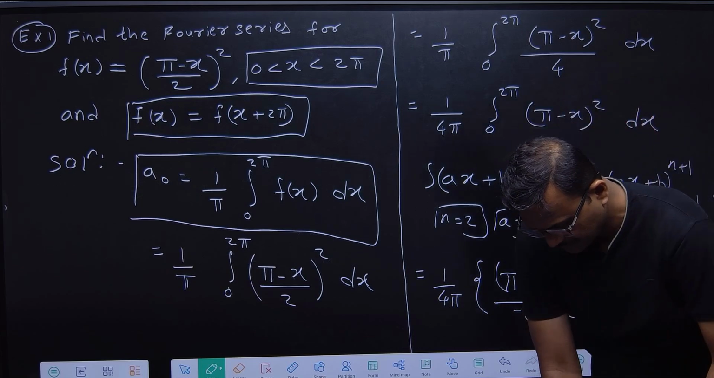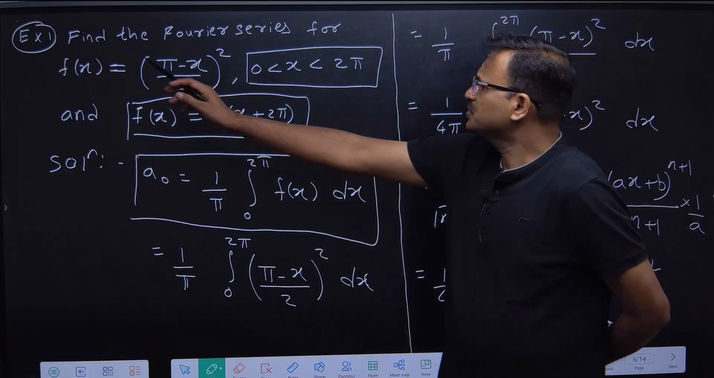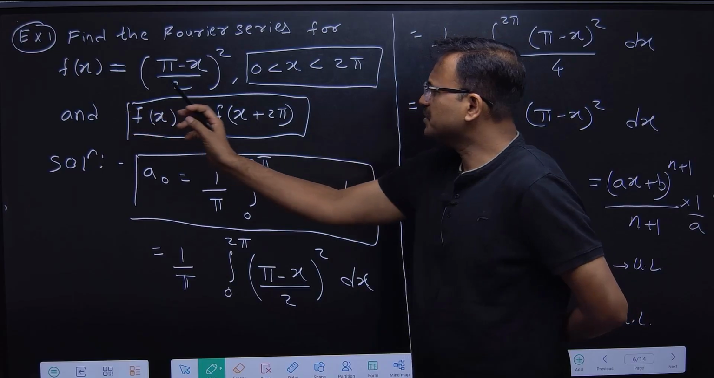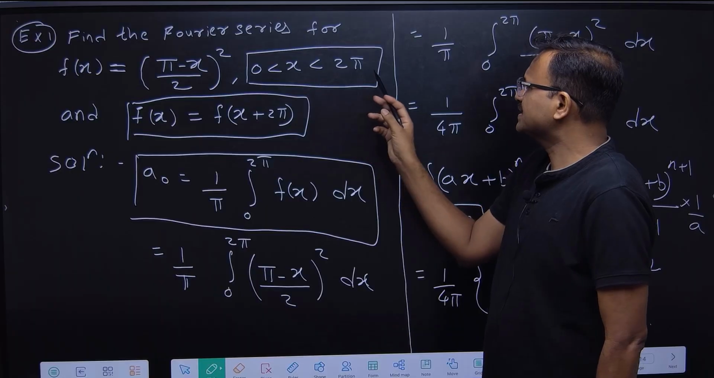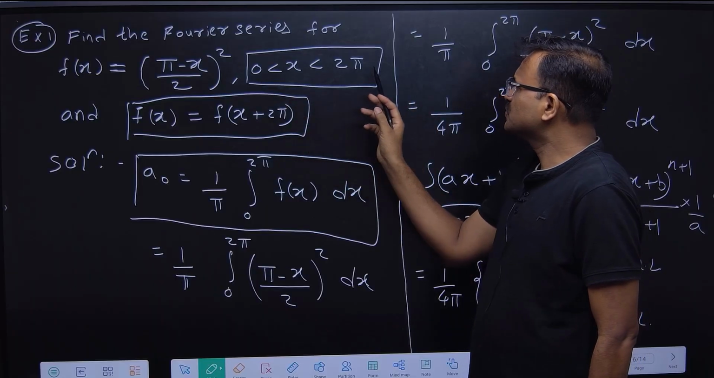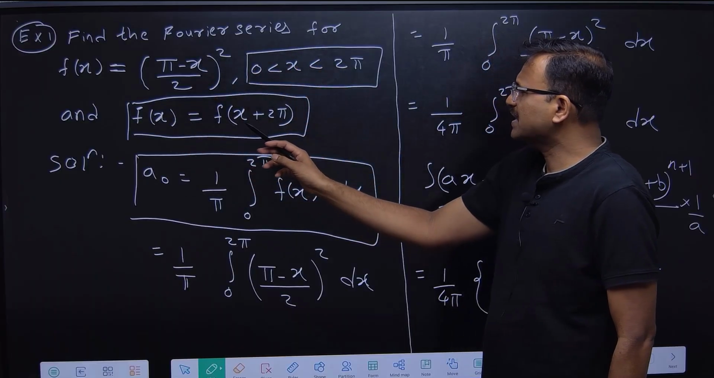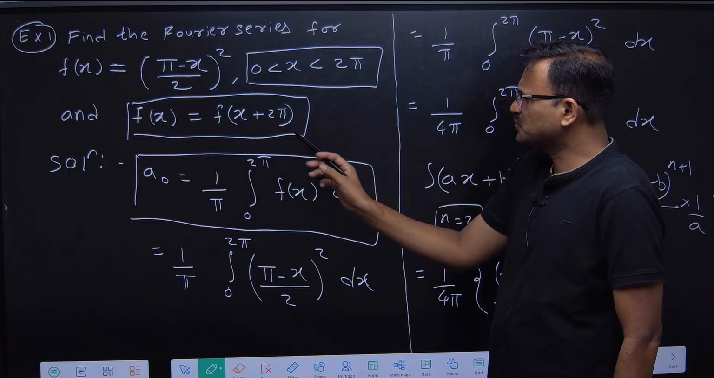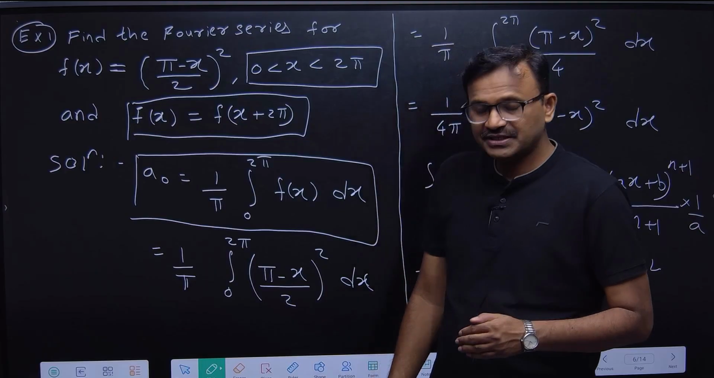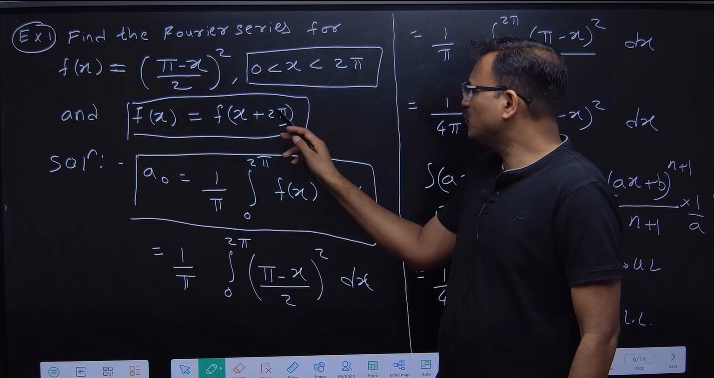Now, you see the question is: find the Fourier series for the function pi minus x upon 2, the whole square, in the interval 0 less than x less than 2 pi. We can see that the interval is 0 to 2 pi. The question is to find the Fourier series, and it is given that f of x is f of x plus 2 pi. See here, this given condition f of x is equal to f of x plus 2 pi just means that the function is a periodic function. The function is a periodic function with period equal to 2 pi.